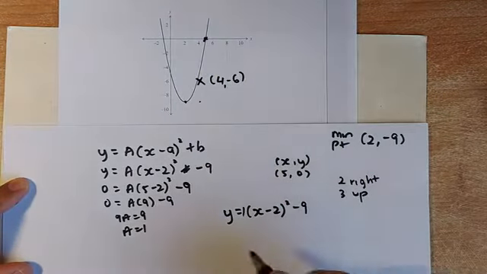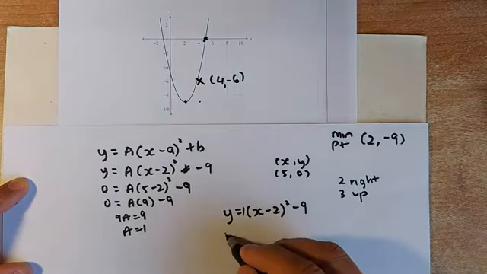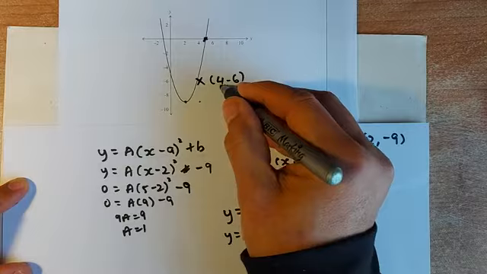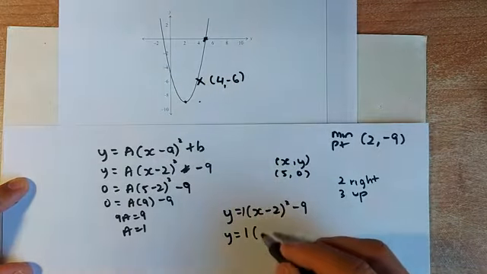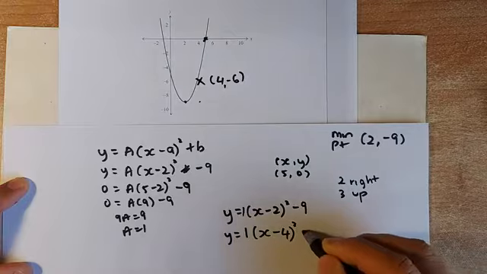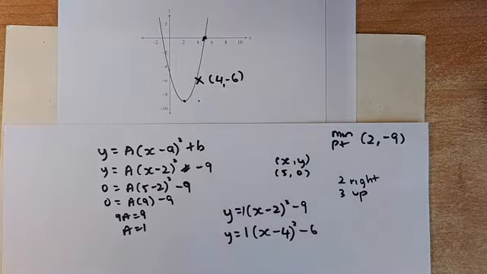So to write the new equation, it's very simple. Do the same thing. y equals 1. Your a is still the same. Instead of moving 2 to the right, it has moved 4 to the right. So you write (x minus 4) squared minus 6. So that is the new equation, and that will give you a merit.